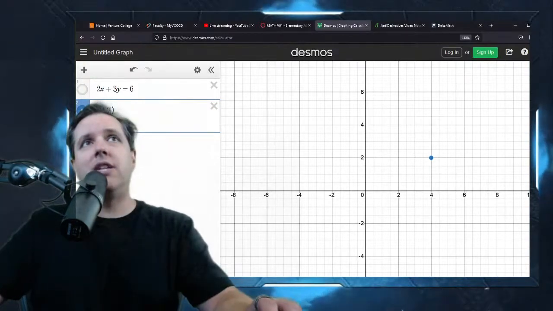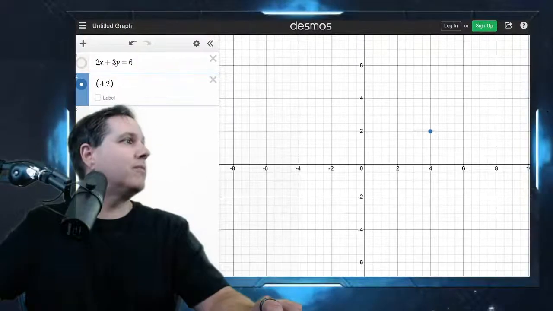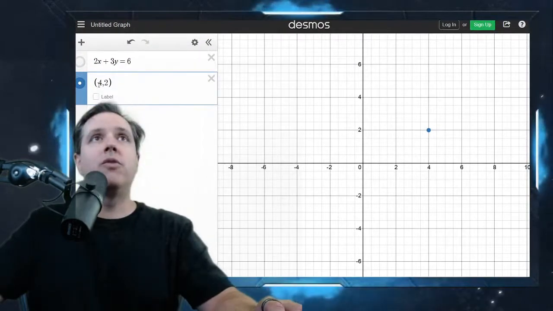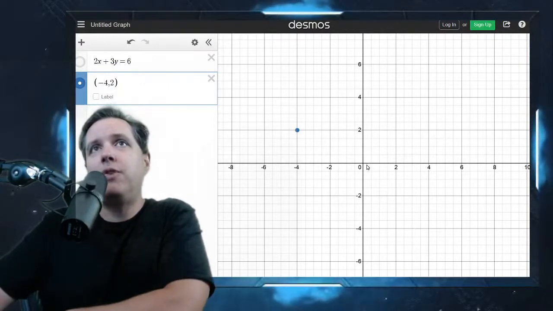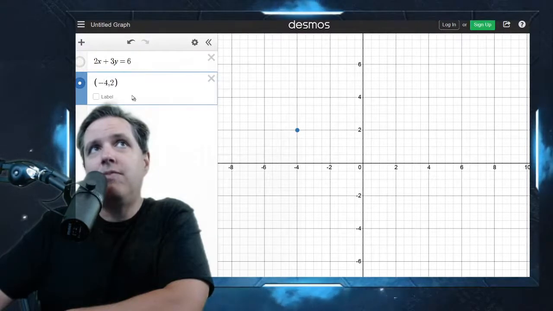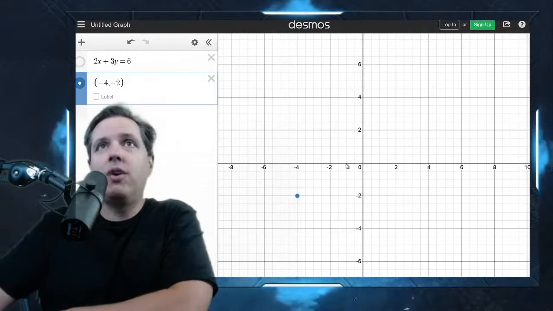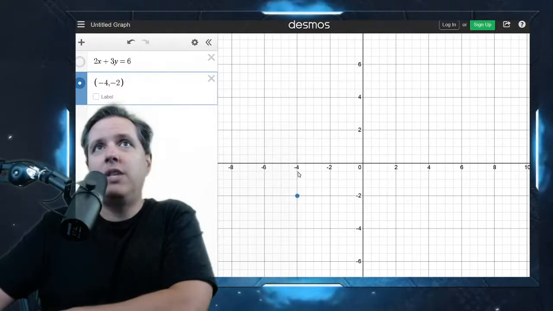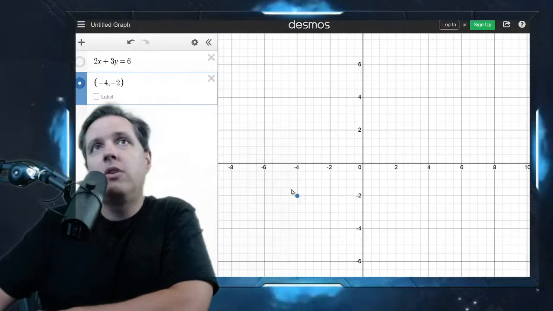What if we have negatives in here? Oh, I should move this up so you can see it a little better. What if we had negatives? Well, I can make that -4. And what did that do? That meant we moved 4 horizontally in the negative direction and then up 2. What if I made that (-4, -2)? That means you go 4 in the negative horizontal direction, 2 in the negative vertical direction, and you get your point right there, right? So there it is.